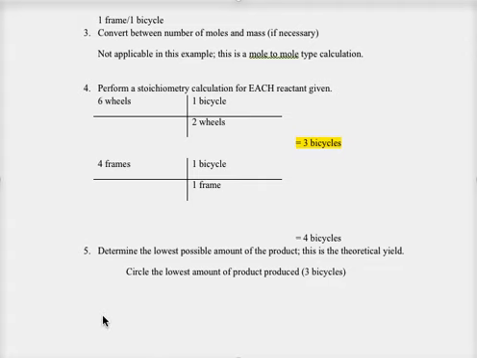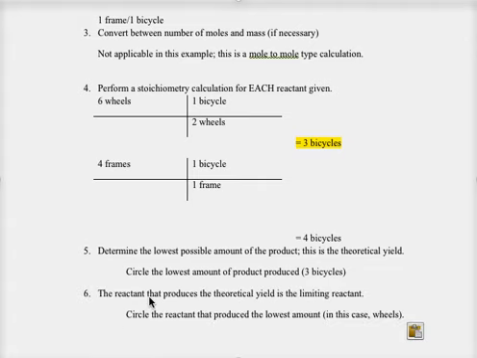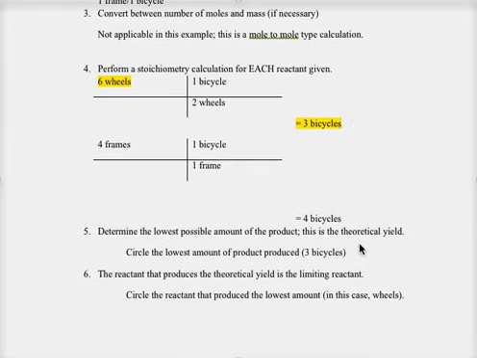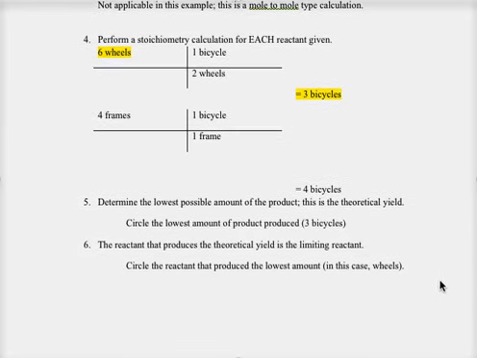So step 6, the reactant that produces the theoretical yield is the limiting reactant. Circle the reactant that produces the lowest amount, in this case wheels. So here I go. Wheels are my limiting reactant to produce 3 bicycles, my theoretical yield. Okay, so that is an example that we can use this procedure to do a real-life mole-to-mole ratio problem. So let's do one more example together.